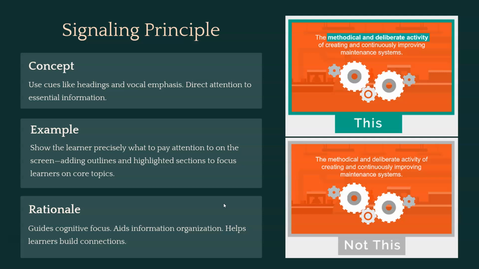Next, the signaling principle involves using cues, such as headings or verbal emphasis, to draw attention to important information. For example, adding outlines and highlighted sections to focus learners on core topics.